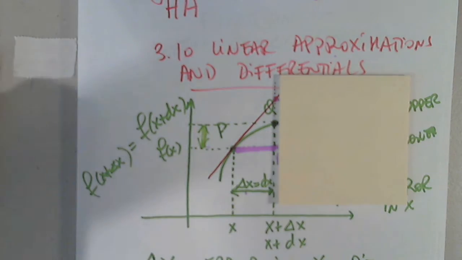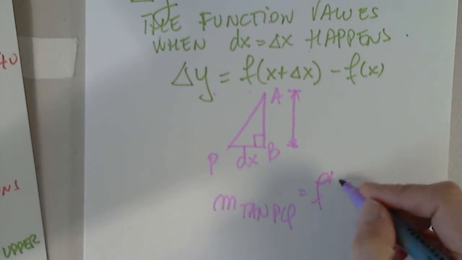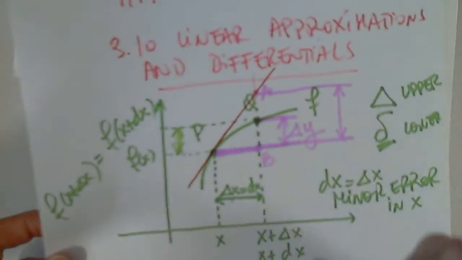Is it f of x plus dx minus f of x over dx? With a limit, that's fine, but we already know something else. Agreed. But we learned in this chapter something way simpler than that. It's f prime of x, right? It's f prime of x.